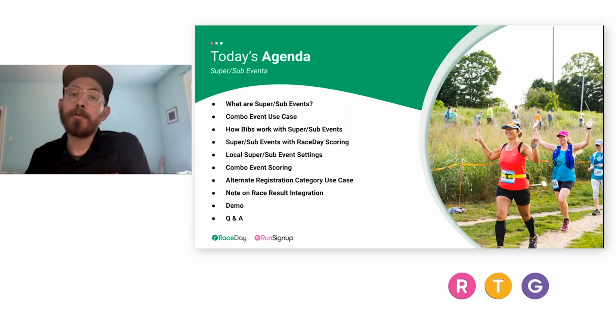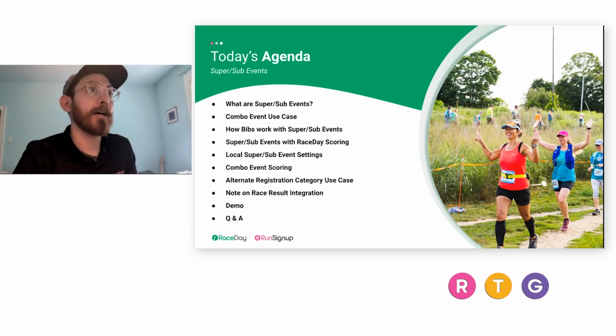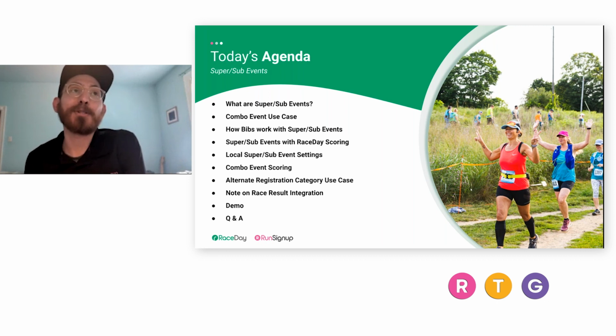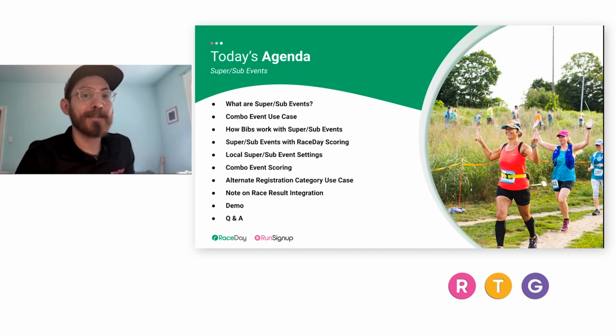So we're going to be going over a number of things today. First off, we're going to talk about what the heck are super and sub events. Then we're going to discuss the most common use case of super and sub events, and that is a combo event. Then we'll talk through how bids work with super sub events. We're going to talk about how it works with RaceDay scoring. We're going to dive in a little bit further, discussing a new feature in RaceDay scoring, local super sub event settings. So if you're not using RunSignup, how could you use super sub events?